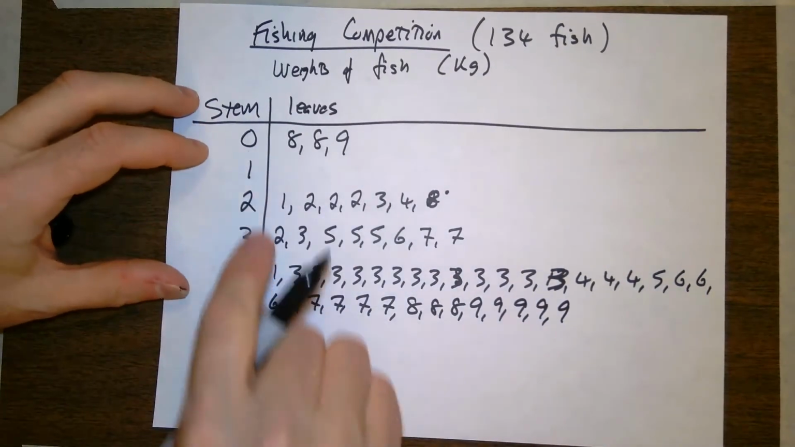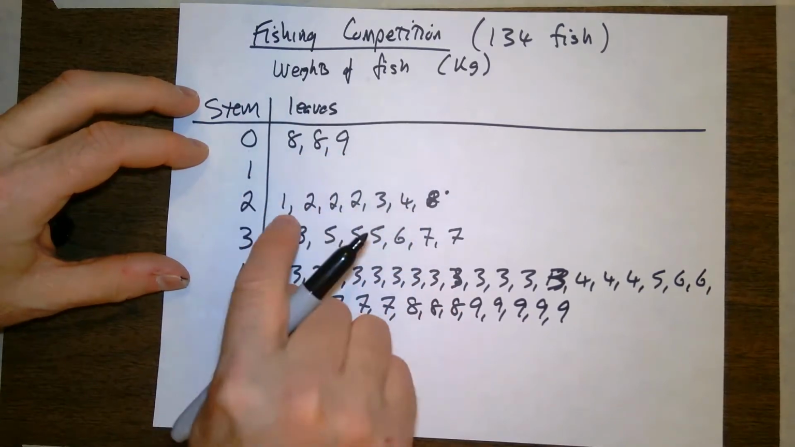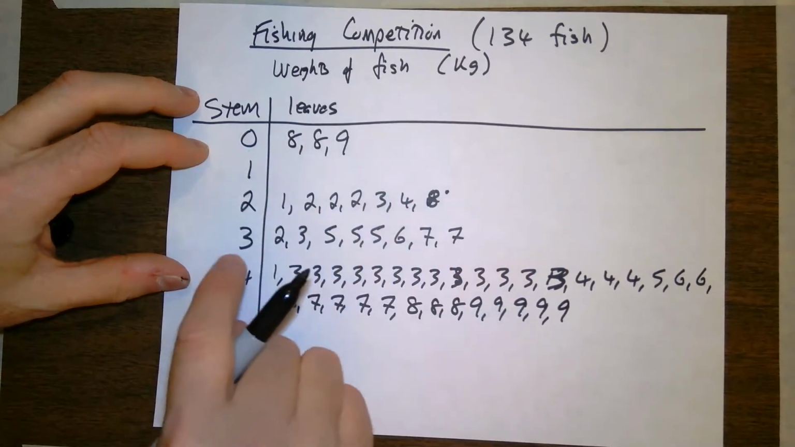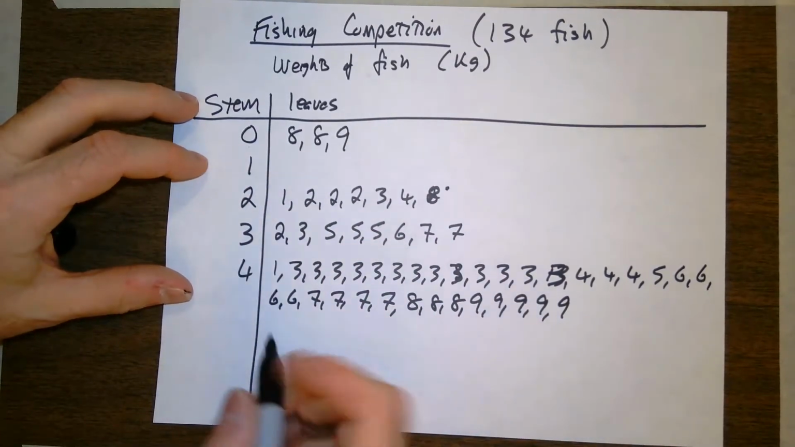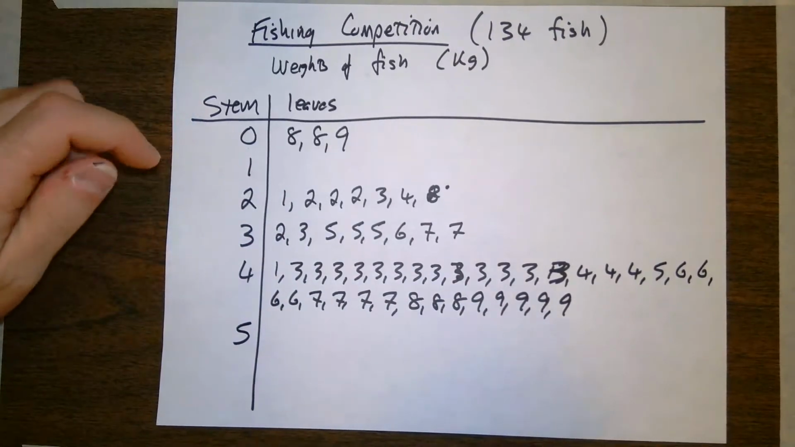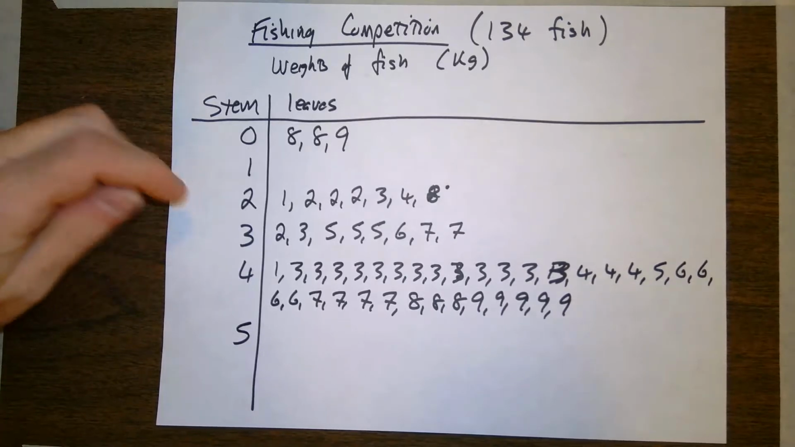Stem and leaf. So 8, 8, 9, none in the 10s, 21, 22, 22, 22, 23, 24, 28, 32, 33, 35. That's the weight of all my fish. Now 5, I think, is going to be our modal class. A lot of the fish weighed in the 50 kilogram range. So a whole bunch of data we're going to write down here. Stay with me on this.